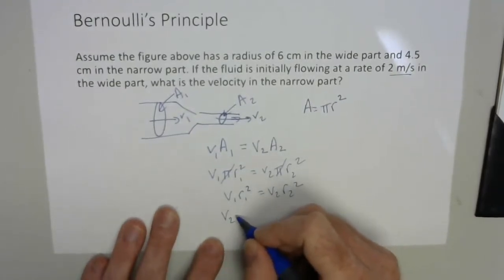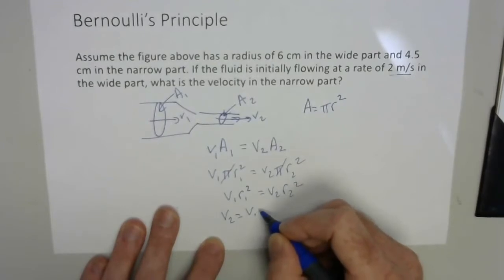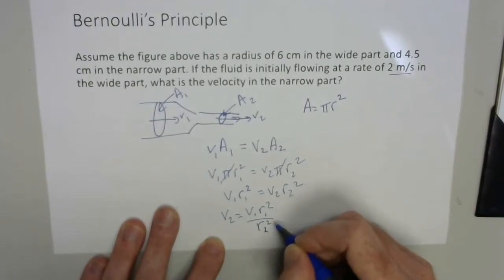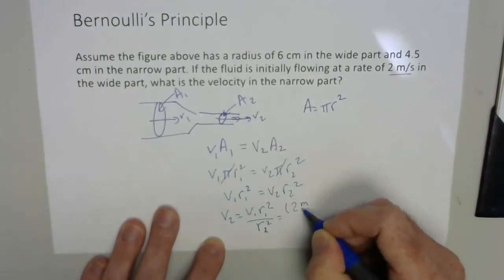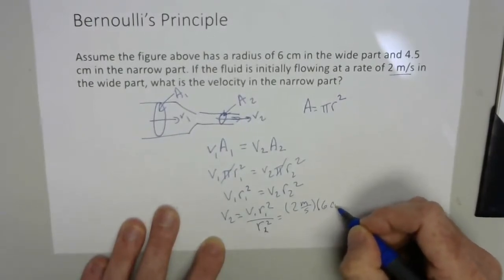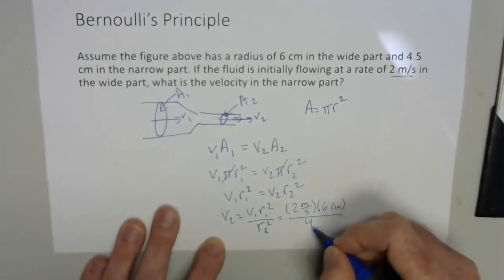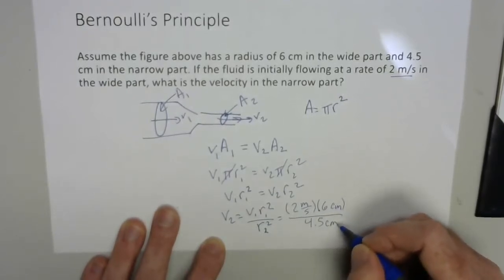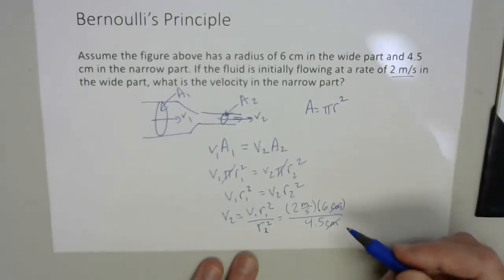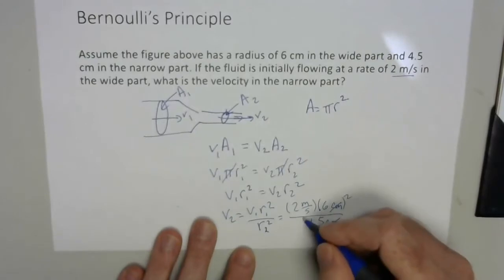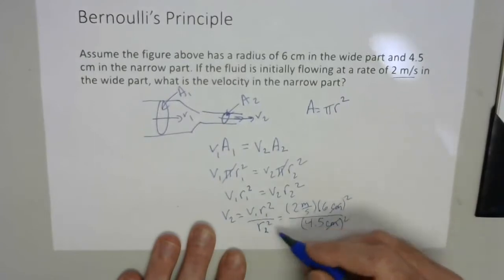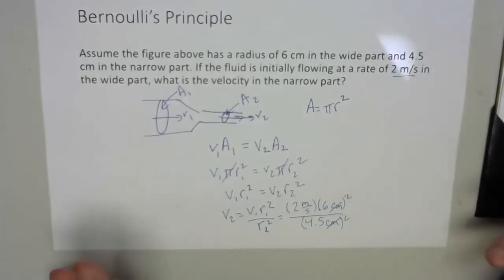So v2 equals v1 r1 squared over r2 squared. So 2 meters per second times 6 centimeters divided by 4.5 centimeters, squared. Centimeters cancel. And so I get away without converting. You get away without converting the lengths because this is a proportion and the centimeters will cancel and you'll get the exact same answer.